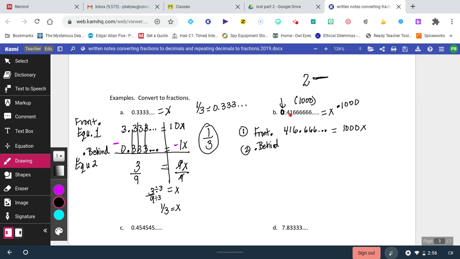So if I move it right here, do I have the 4 and the 1 in front of the decimal? Nope. If I move it right here, do I have the 4 and 1 in front of the decimal? Yep. And what's behind? All 6s. That's what I want. Only the 6s behind the decimal.